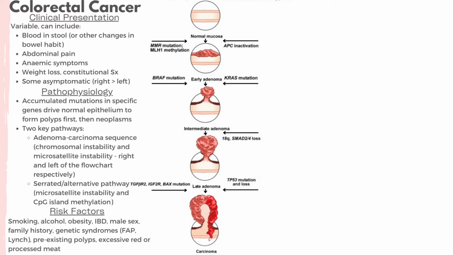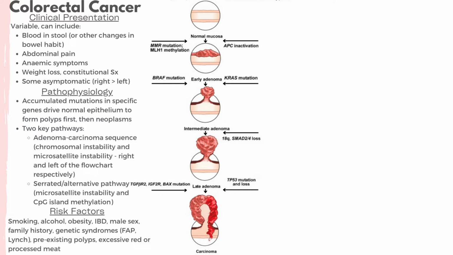So, how do colorectal cancers develop? The normal colorectal epithelium develops progressively into polyps and then neoplasms by accumulating mutations in specific genes that lead to hyperproliferation and poor differentiation. The two key pathways implicated are the adenoma-carcinoma sequence, which is based on mutations stemming from chromosomal instability and microsatellite instability, and the serrated or alternative pathway, which is based on mutations arising from microsatellite instability and CpG island methylation.